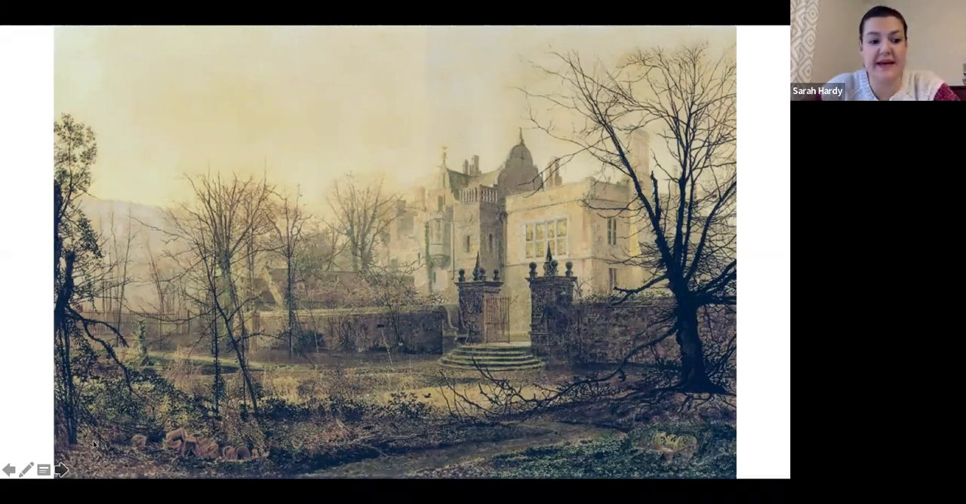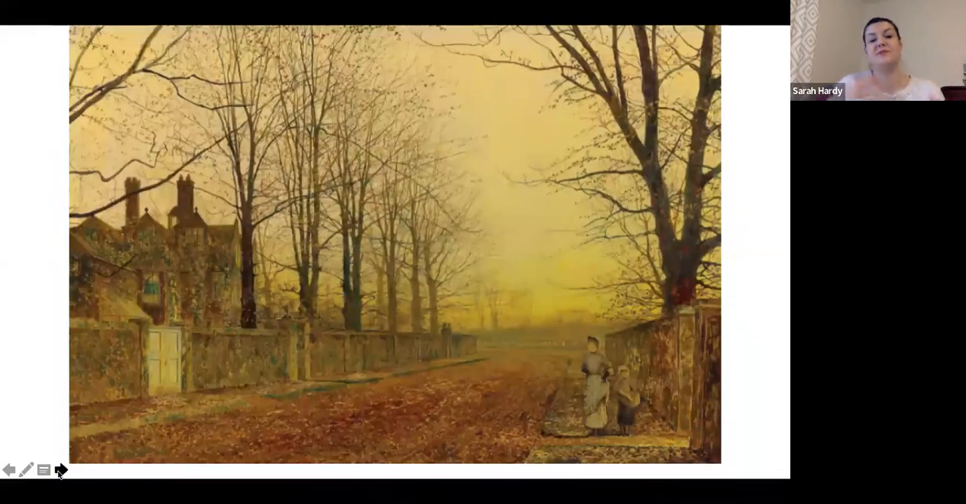But what we see here, if we look very closely at the difference between these two depictions of Knostrop Old Hall, is how when Grimshaw was painting for the wider market, and more to experiment with these effects of daylight.